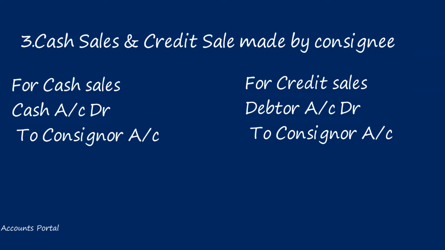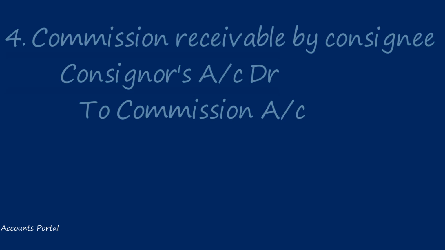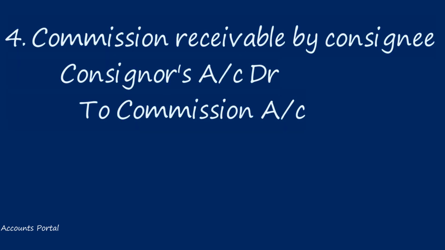The transaction: commission receivable by consignee. The main source of income for the consignee is commission. A fee charged for his service is called commission. So what is the general entry? Consignor's account debit to commission account.